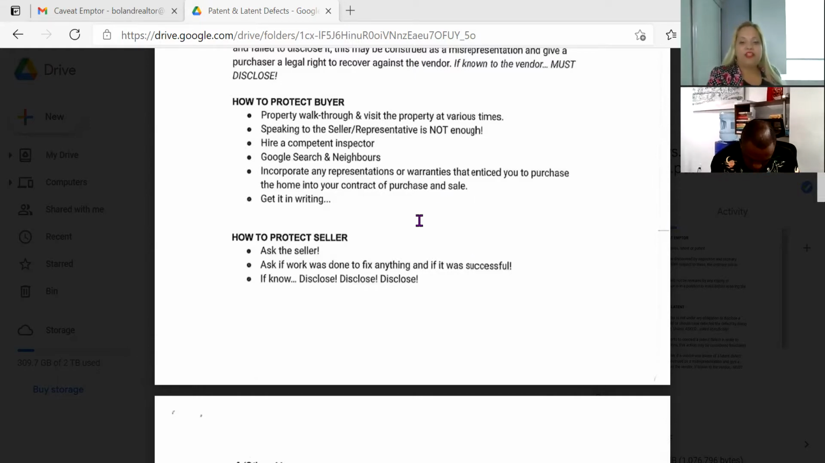Incorporate any representations or warranties that enticed you to purchase the home into your contract of purchase and sale. So if somebody says to you, oh yeah, there was water damage, but we totally fixed it. Okay. I had a property up in Peterborough, which had a similar problem. So they had a water situation and they said, oh no, we 100% fixed it. It's no problem. They had brand new carpeting down. The walls were freshly painted.